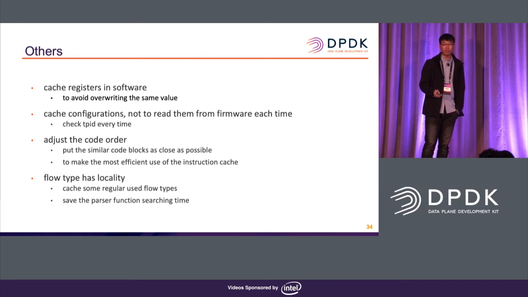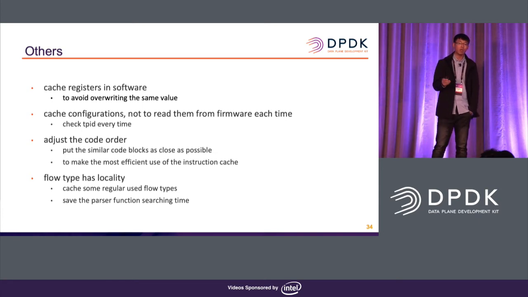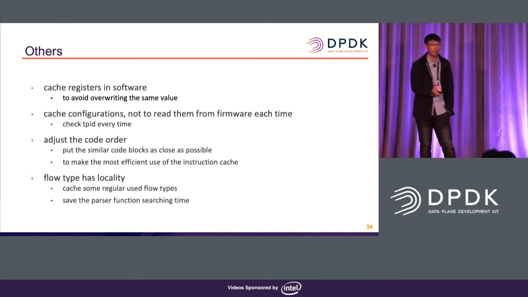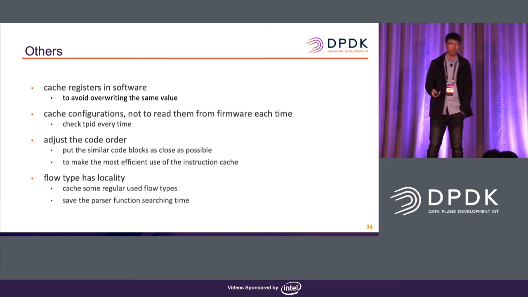Here are some other optimizations that can benefit the validate function. First, we can cache some registers in the software to avoid overwriting the same value again and again. And then we can cache some configurations so that we don't need to read them from firmware each time. For example, we have a TPID here in our code, and in my refactored code, I cache it in the software so that we don't need to read it every time.